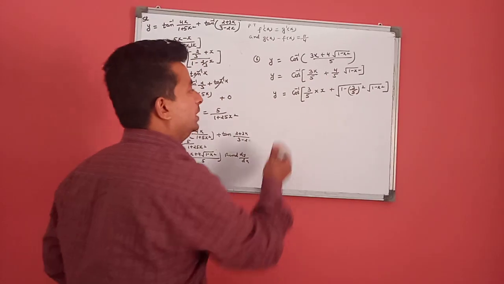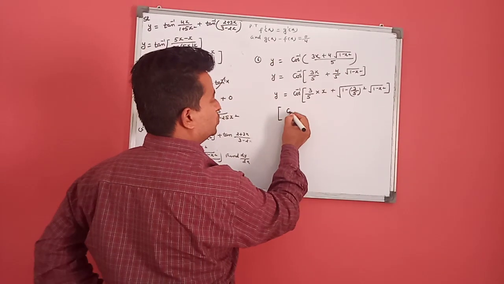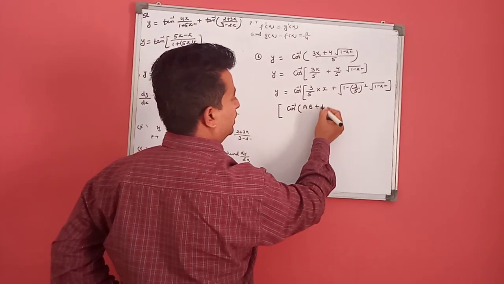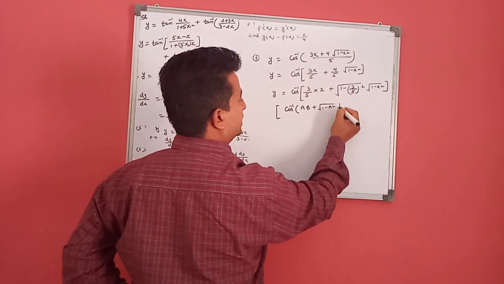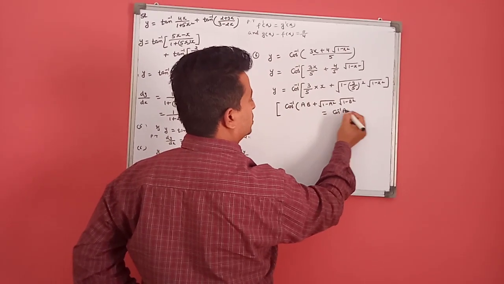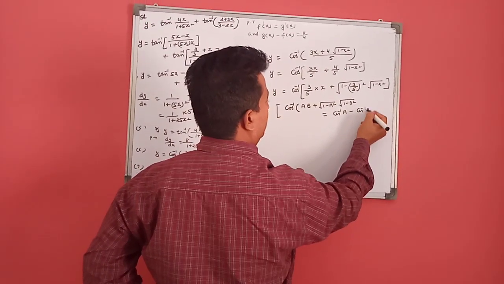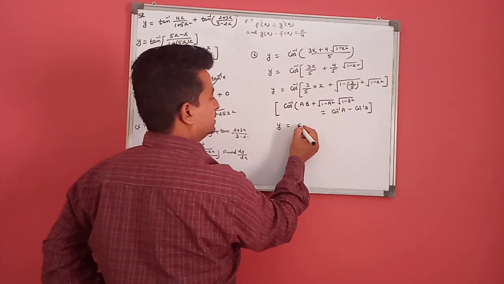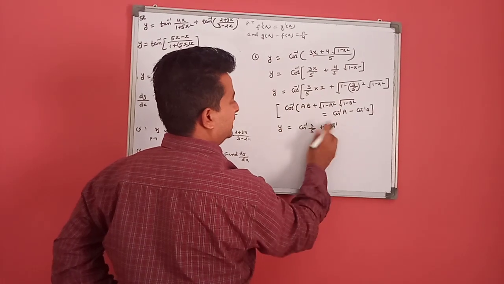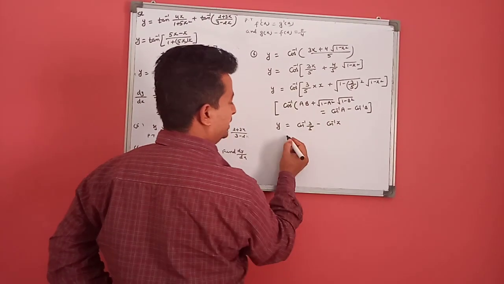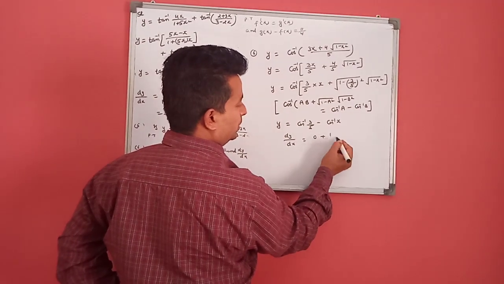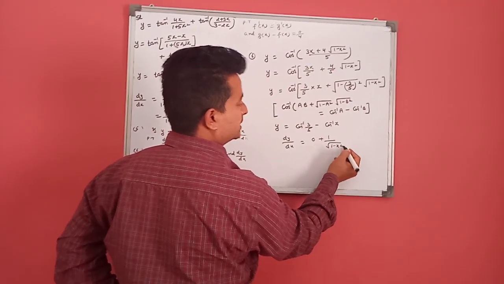That's 4 upon 5. Here we use the formula cos⁻¹(AB + √(1−A²)√(1−B²)), which is equal to cos⁻¹A minus cos⁻¹B. So this is cos⁻¹A minus cos⁻¹B. When we differentiate, this is 0, and this is 1 upon under root 1 minus x².